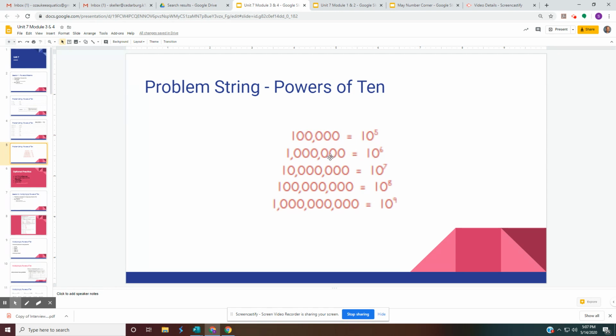If we see 10 to the 6th, we see a million. 10 to the 7th is 10 million. 10 to the 8th is 100 million. And 10 to the 9th is 1 billion.